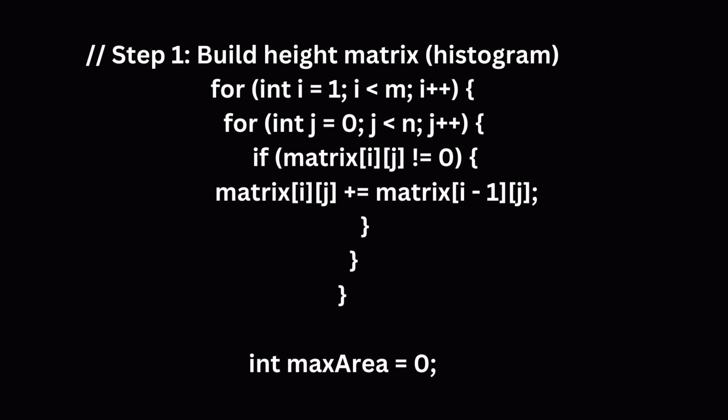We have to first build the height matrix histogram: for int i is equal to 1, i less than m, i plus plus, and for j is equal to 0, j less than n, j plus plus. If matrix[i][j] is equal to 0, then we reset it. Then we initialize our maximum area to 0.